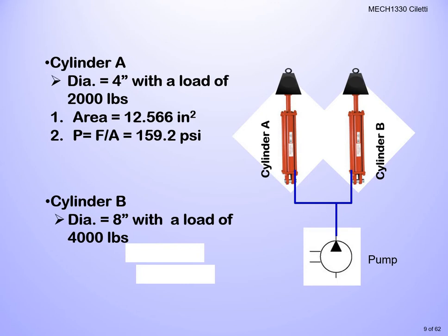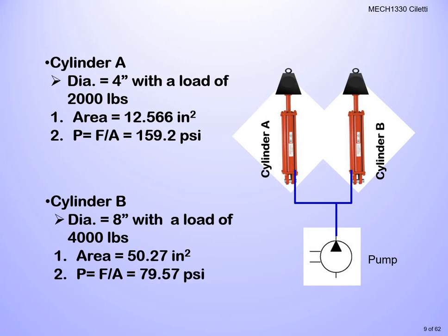We have our 8-inch diameter with a load of 4,000 pounds. We calculate the area, pi d squared divided by 4, and we get 50.27 square inches, not cubic inches. All right, and then pressure is force over area, so we're going to take 4,000 divided by 50.27, and our PSI is 79.57. So, path of least resistance.